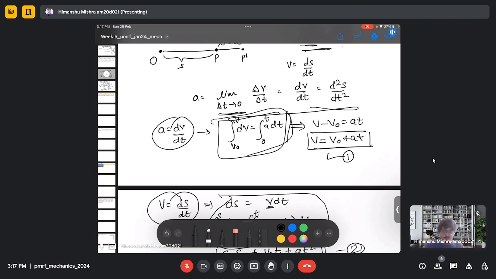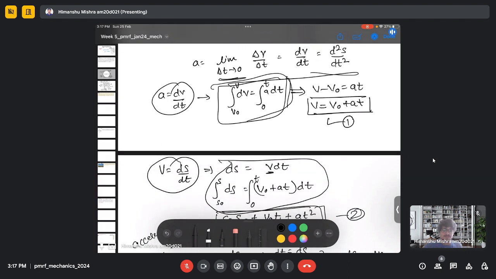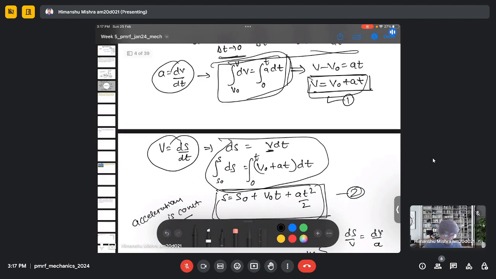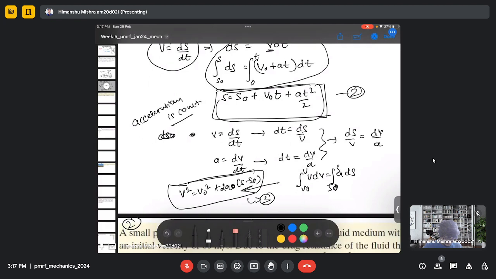So integration is more powerful because in every case you can integrate the variable to get the unknown. But in case you have a constant acceleration given, you can save time by using these identities, equations 1, 2, and 3.